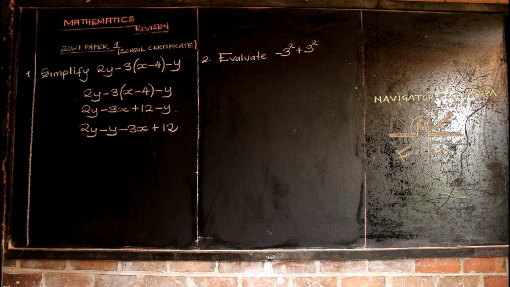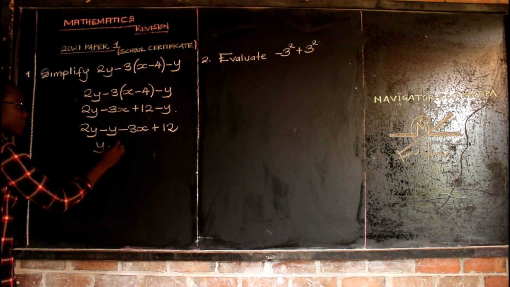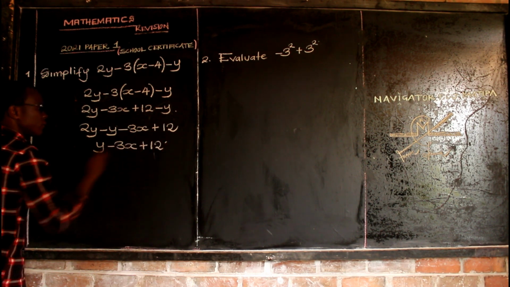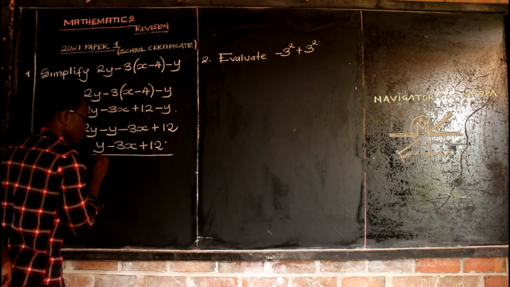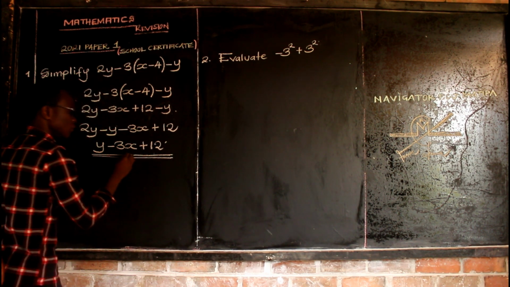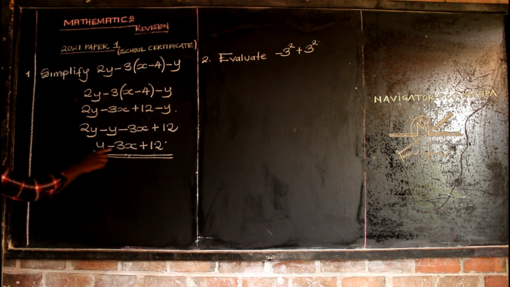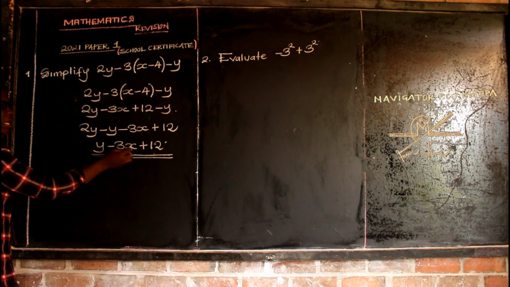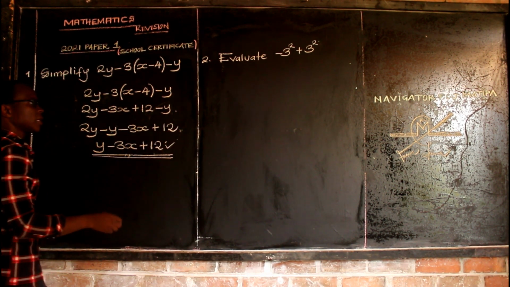Then we can deal with these like terms. 2y minus y, you obtain y. Then you maintain minus 3x plus 12. So this is a complete simplification. We've simplified this one because it cannot be simplified more than this, since these are unlike terms. This is y, this is x, and this one is just a constant number.